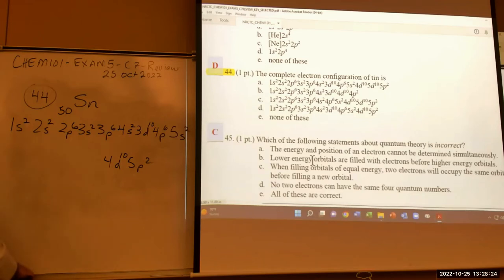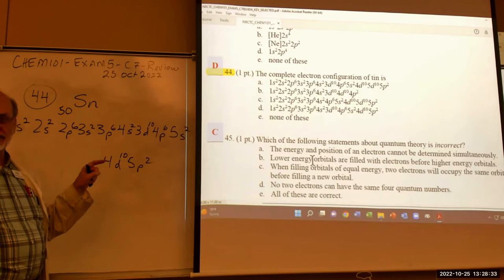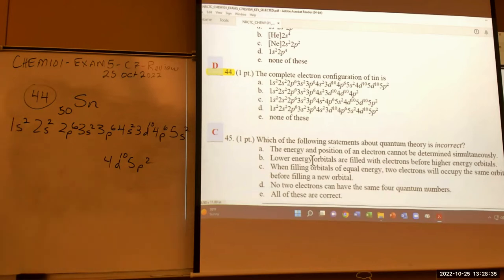Now, how would we write this in the abbreviated form? Go backwards until you find a noble gas, right? So you look at your periodic table. Here's 10. Go backwards. Krypton is 36. All right? What do you have beyond krypton?